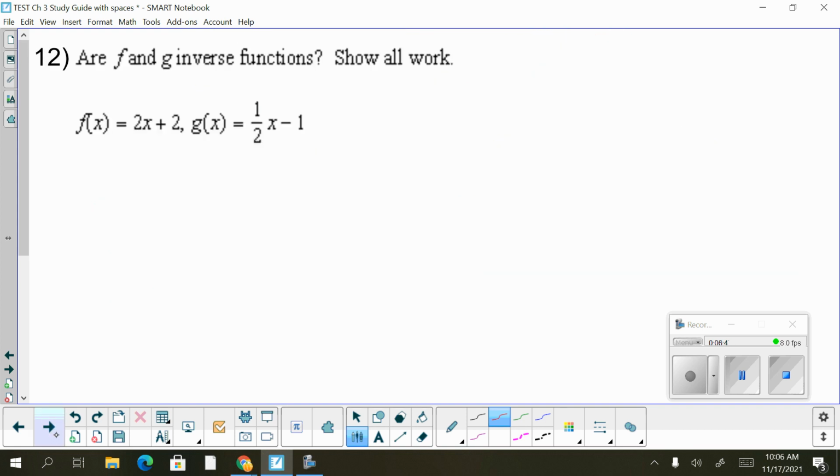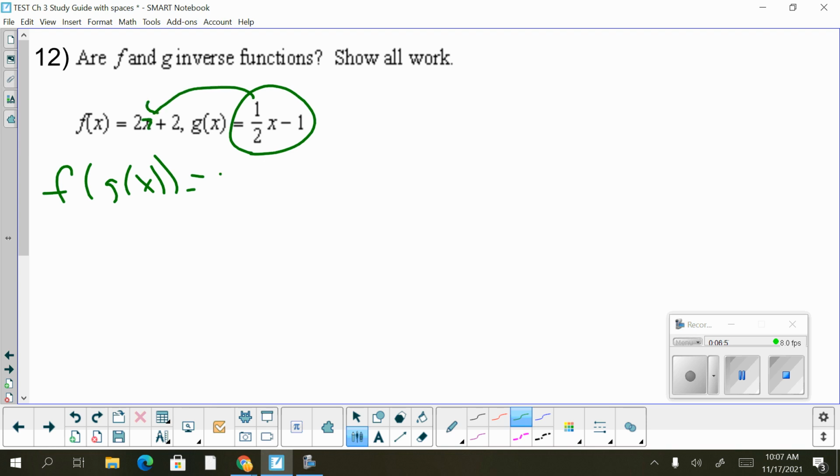12, are they inverse functions? So this is almost like a proof. You're going to do f of g of x first. So we'll circle g of x and plop it right in there with our parentheses. And we're going to see what happens when this occurs.